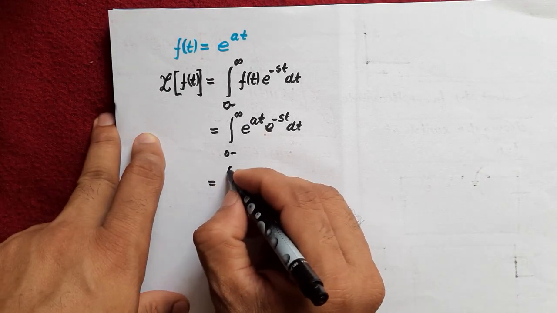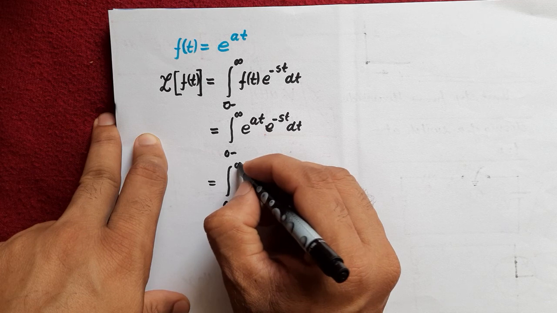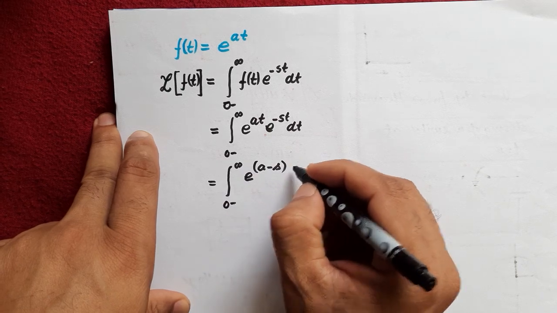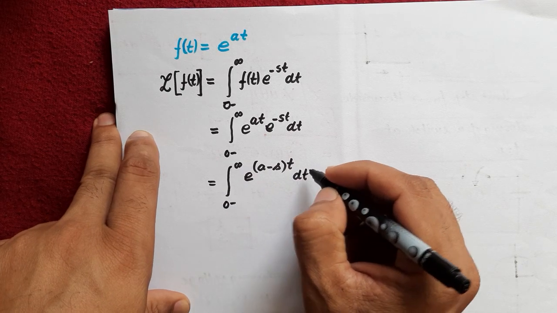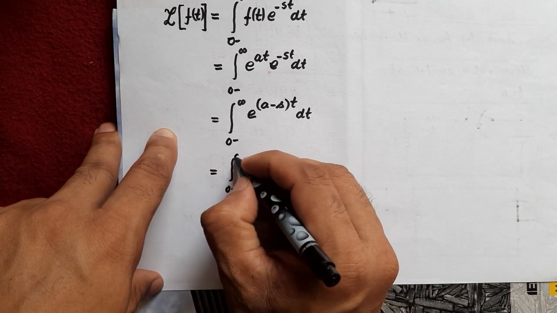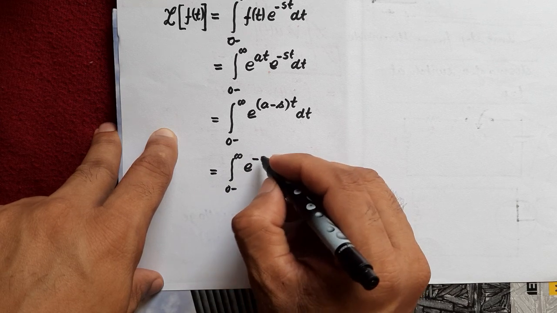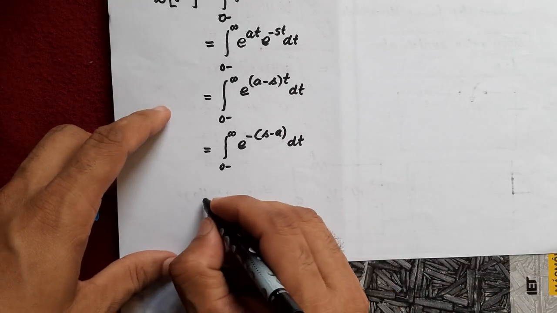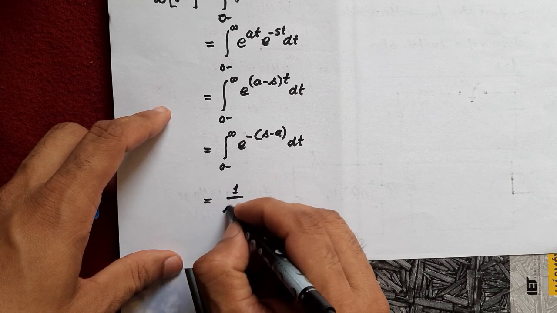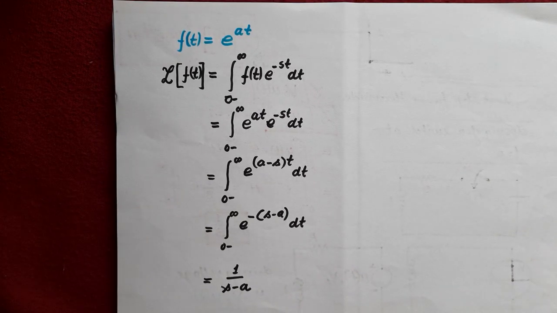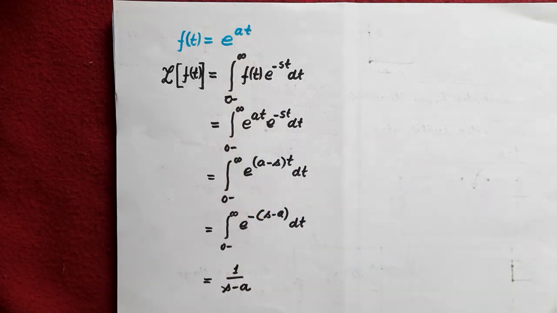This can of course be written as the integral from 0 minus to infinity of e to the power minus (s minus a) t dt, and it evaluates to 1 upon s minus a. This is the derivation for the Laplace transform of the function e to the power at.